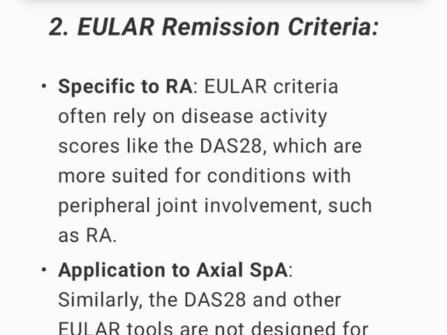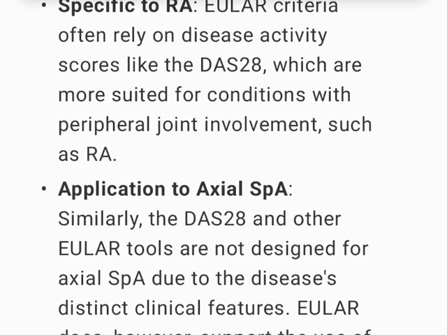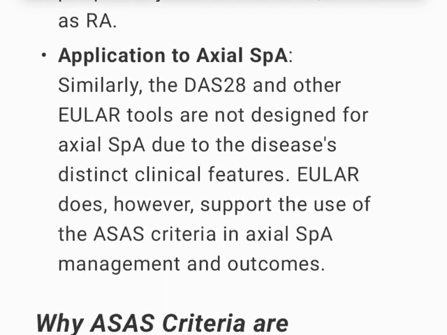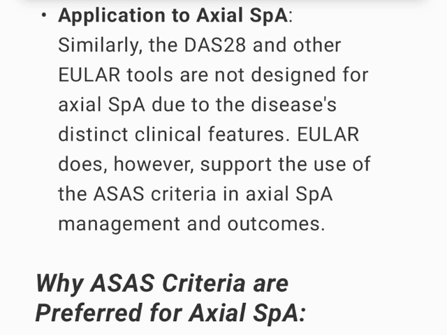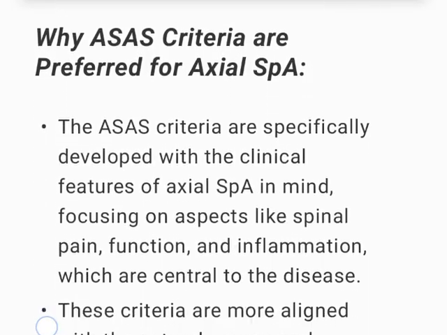2. EULAR remission criteria. Specific to RA, EULAR criteria often rely on disease activity scores like the DAS-28, which are more suited for conditions with peripheral joint involvement such as RA. Similarly, the DAS-28 and other EULAR tools are not designed for axial SpA due to the disease's distinct clinical features. EULAR does, however, support the use of the ASAS criteria in axial SpA management and outcomes.